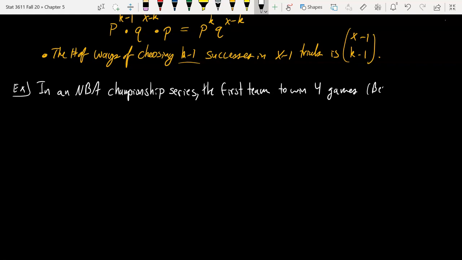This is also usually called a best of 7 series. Best of 7 because the most amount of games that could be played is 7, right? You could have the first team win 3, the second team could also win 3, that's 6 games, then the next game someone's going to win it, and that's the 4th win. So it's at most 7 games. First team to win 4 games is the winner.